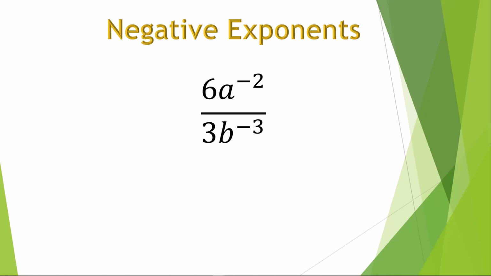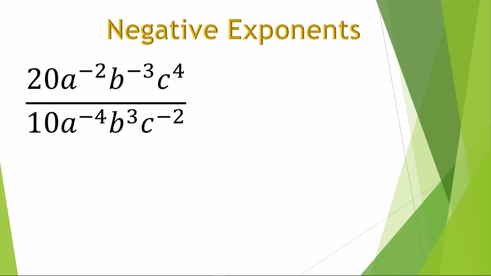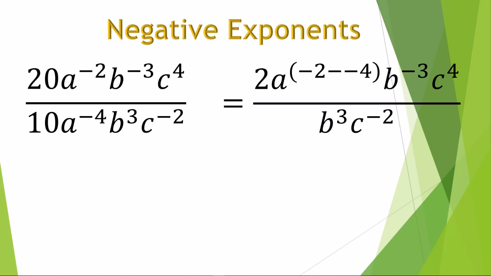In this expression, with negative exponent powers in both numerator and denominator, the powers simply change places. The coefficients stay where they are. Here is a fairly involved expression with several steps required to simplify the negative exponents. First, the easy one. 20 over 10 simplifies to 2 over 1.